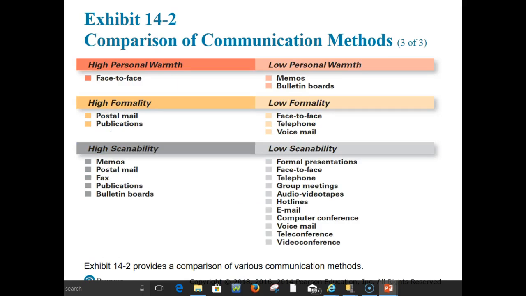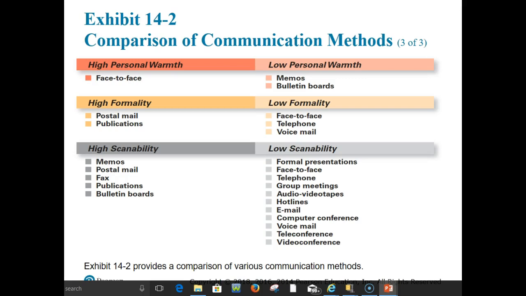And our final slide for 14-2. High personal warmth, obviously face-to-face. Low personal warmth, memos, bulletin boards. High formality, postal mail, publications. Low formality, face-to-face, telephone, voicemail.